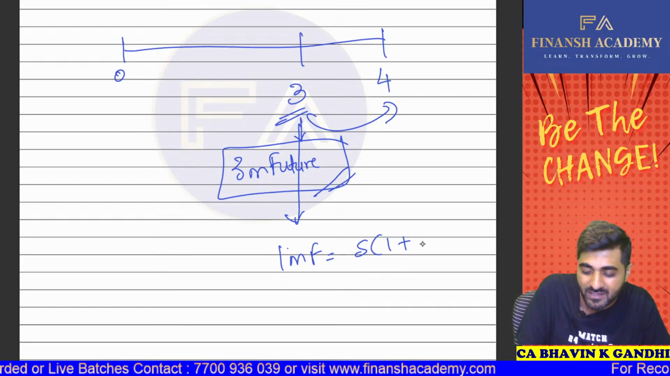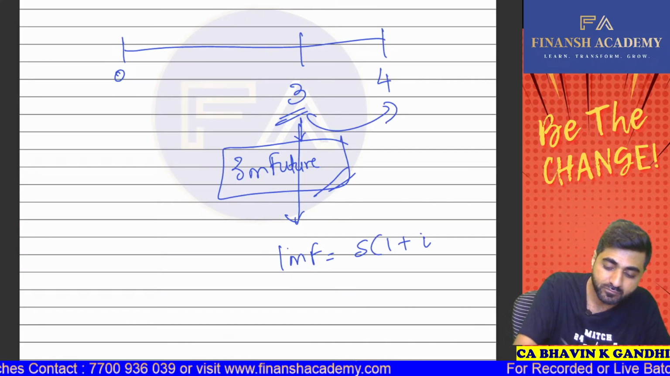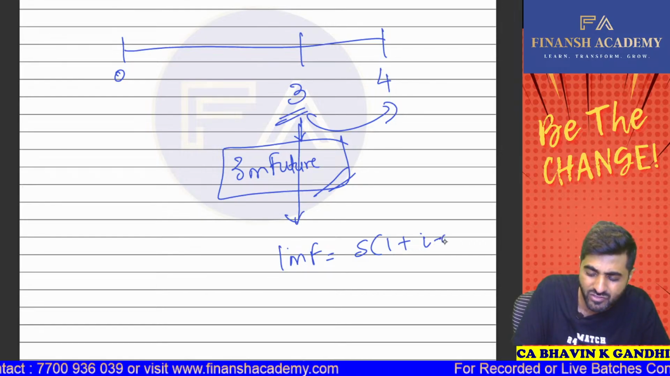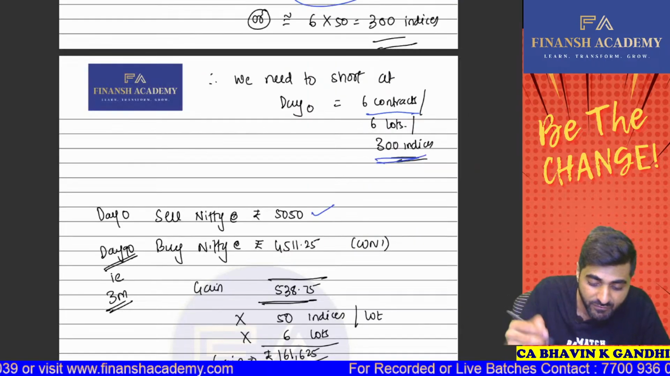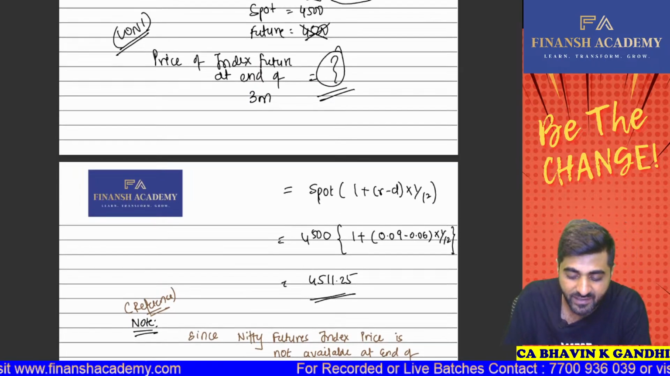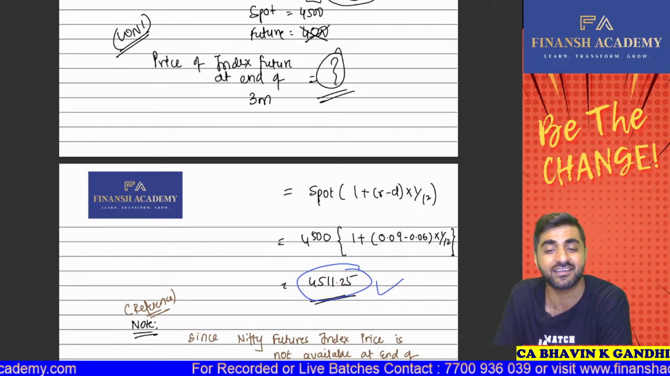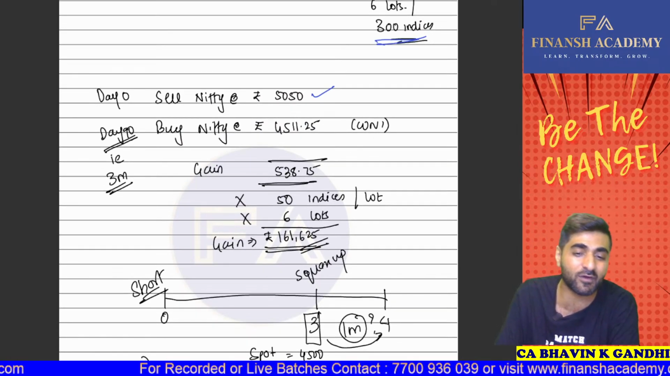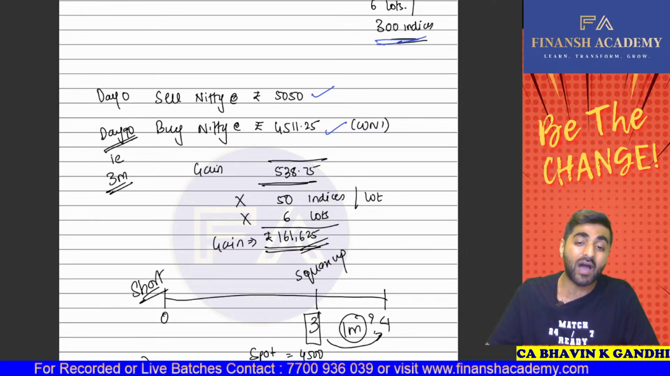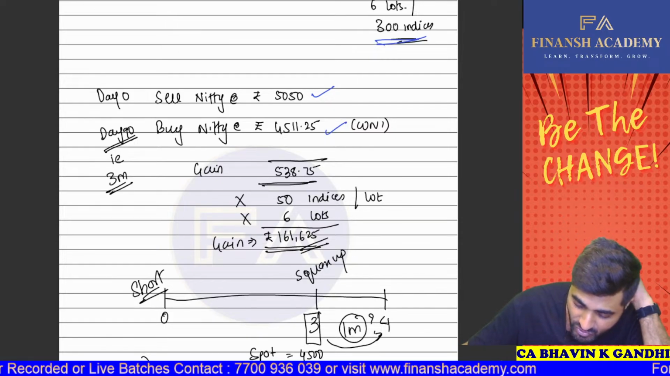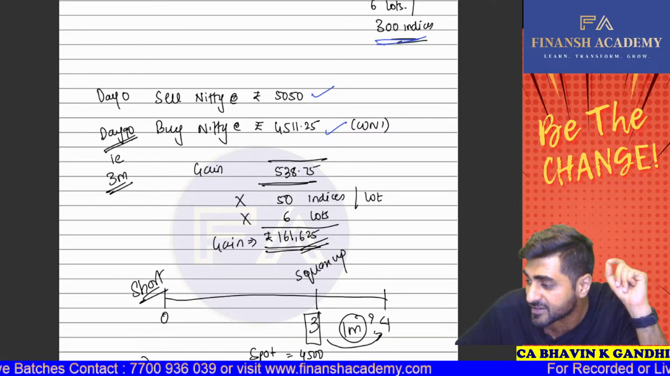That will be spot into 1 plus I, because we are calculating index here, minus whatever is your dividend, and this into your time period, which will be 1 divided by 12. So this is how, my dear students, we have to calculate this future price. You will see that you will get the future price of 4511.25. This is the point where the students make maximum mistake. They take into consideration 4500 only for the purpose of buying Nifty. But I want you all to pay very careful attention here. This is a very important concept which I want you all to understand.